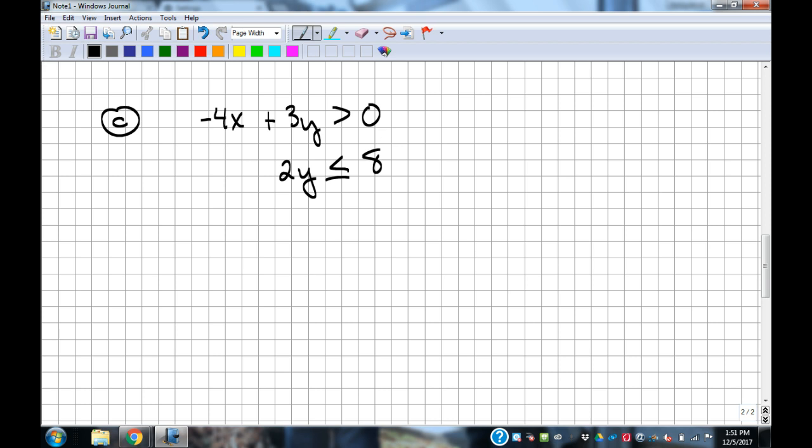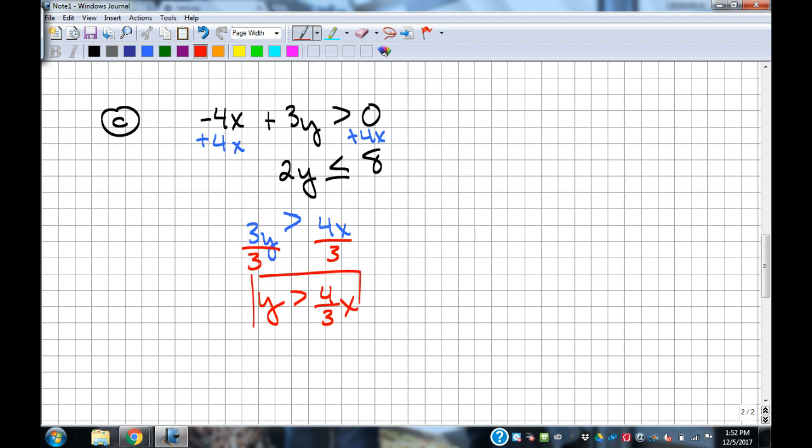So what do we need to do to the first one? Yeah, get rid of the 4x by addition to get y by itself. That's getting it in slope-intercept form. So that's going to move us down to 3y is greater than 4x. Technically, it's 4x plus 0, but we don't have to write the plus 0. Now what? Divide by 3. Do I flip my symbol on this one? No, because I didn't divide by a negative. So it's y is greater than 4 over 3x.